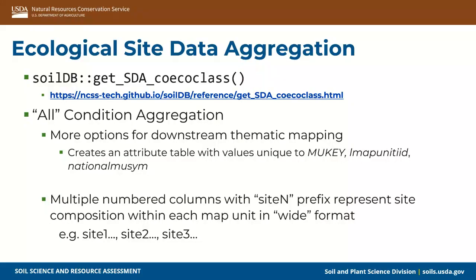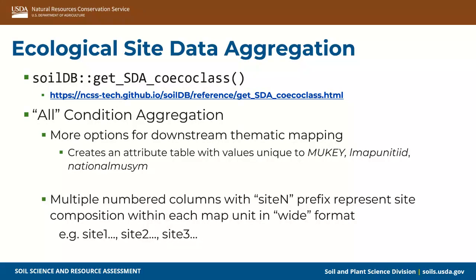And ultimately, you're creating some sort of attribute table with values that are unique to the map unit key or legend map unit ID or national map unit symbol. So it allows you to easily relate these results to whatever spatial products you might be interested in. The basic gist of this is a wide format table with many columns where each site condition, each ecological site condition, has a prefix, site 1, site 2, site 3, and then various other pieces of information associated with it. But it's all wide, and so each map unit only has one record, which makes it very easy to use in GIS software or other types of tools that might aggregate tabular data.